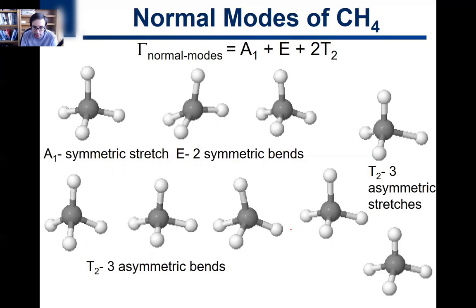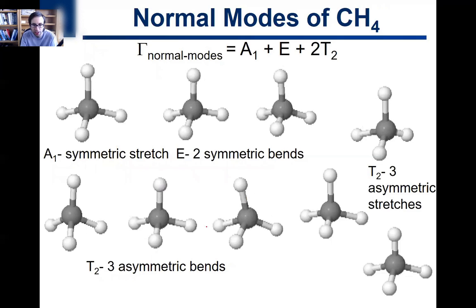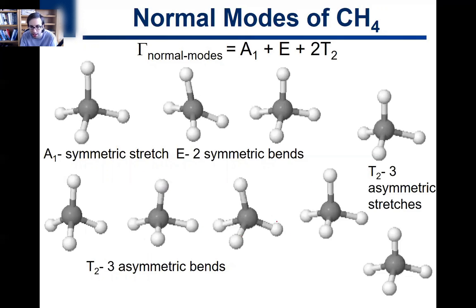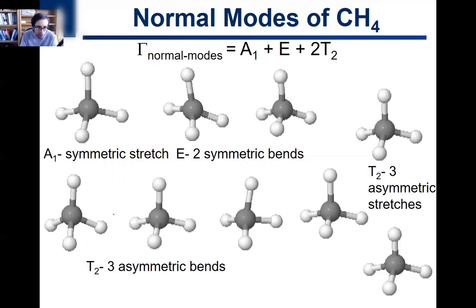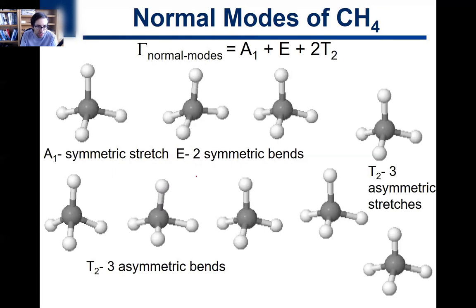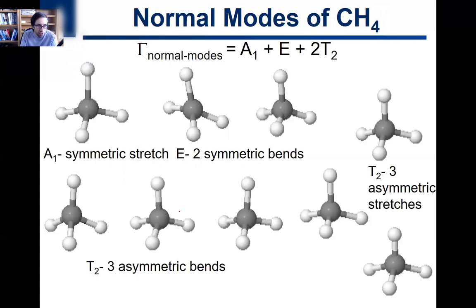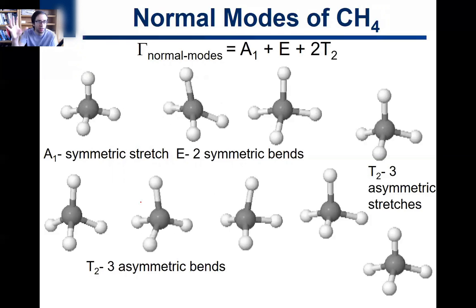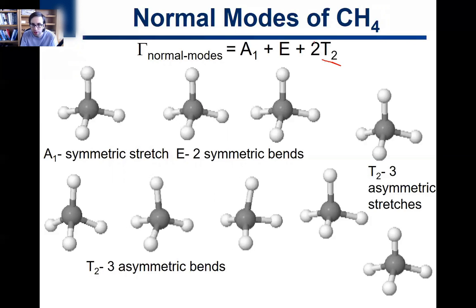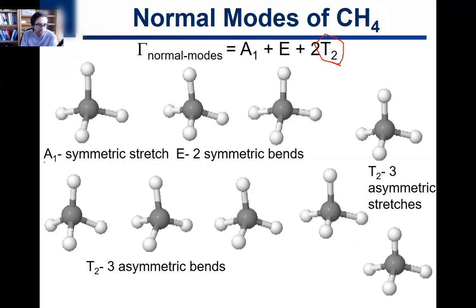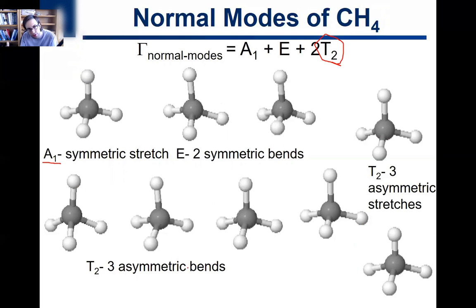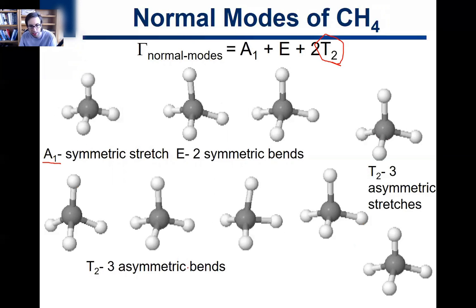My computer is pretty laggy with everything that's going on and all these videos it's trying to play. But you can see these stretches. We have a bend. One of these T2s is a bend. Again, all these 3 T2 bends are going to be degenerate. That gives rise to one of the T2 modes. But we have 2 of them, and the second one is going to be a stretch. So again, anything that's not A1, the traditional way in organic chemistry is to call that asymmetric.